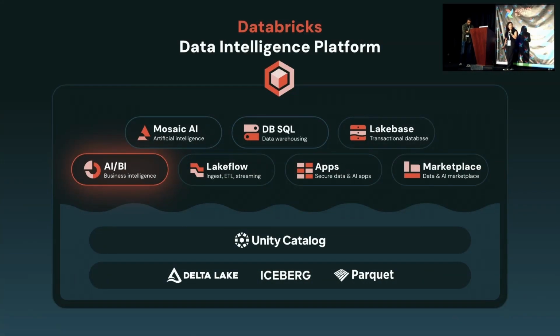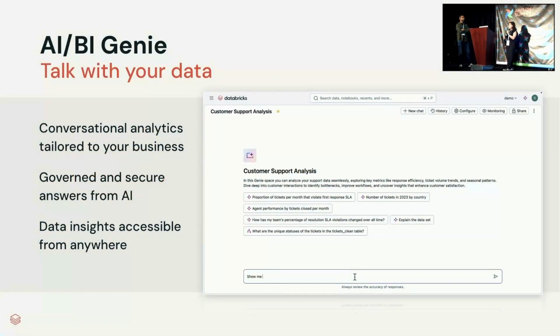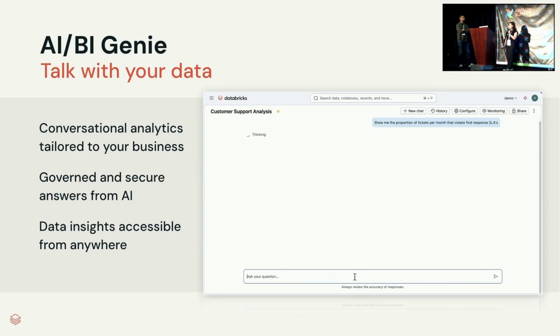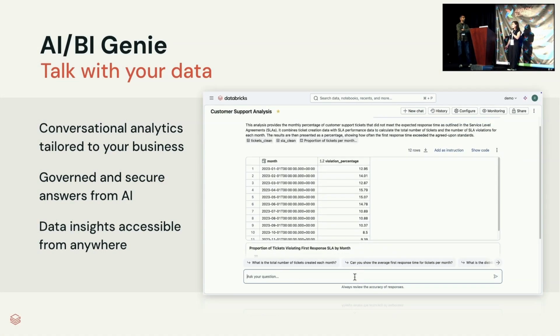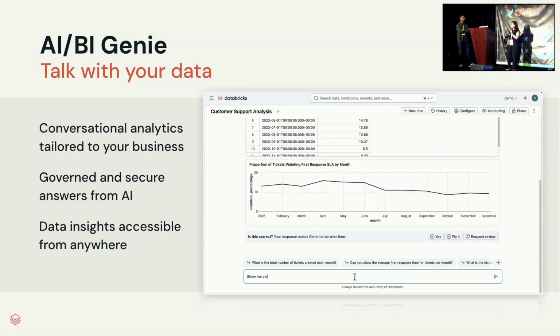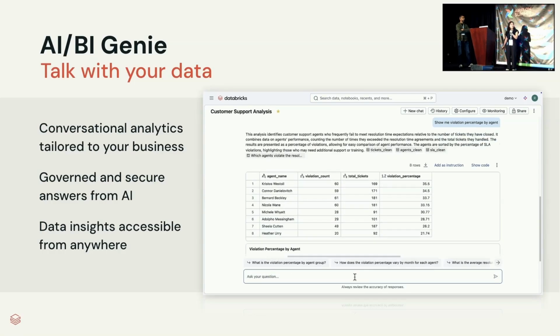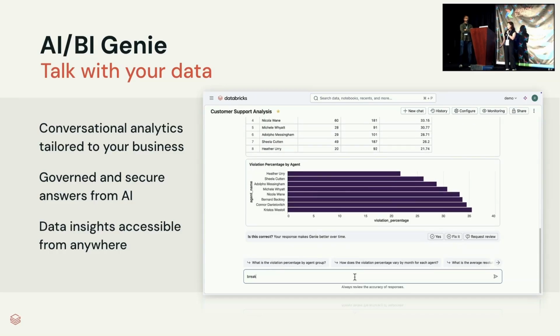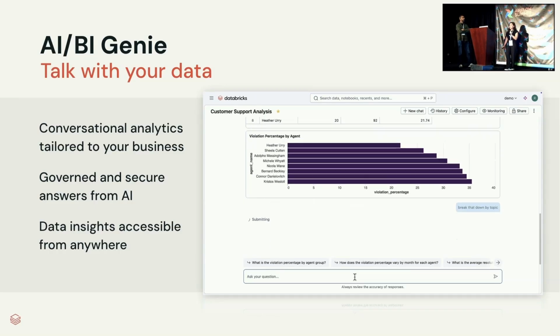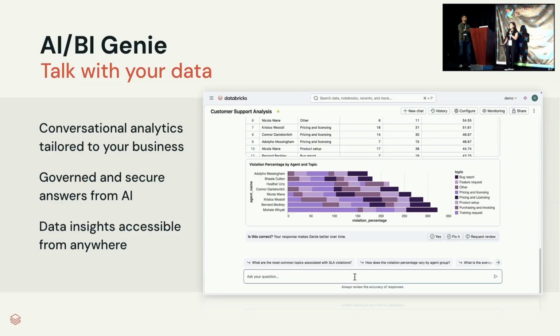And so AI BI is our business intelligence product, including our newest feature, Genie. Genie is conversational analytics built right into Databricks. It literally lets you talk with your data. Instead of relying on dashboards, users can ask questions in natural language and get governed, secure answers from AI. Genie tailors these responses to your business context, so the insights are relevant and trustworthy.